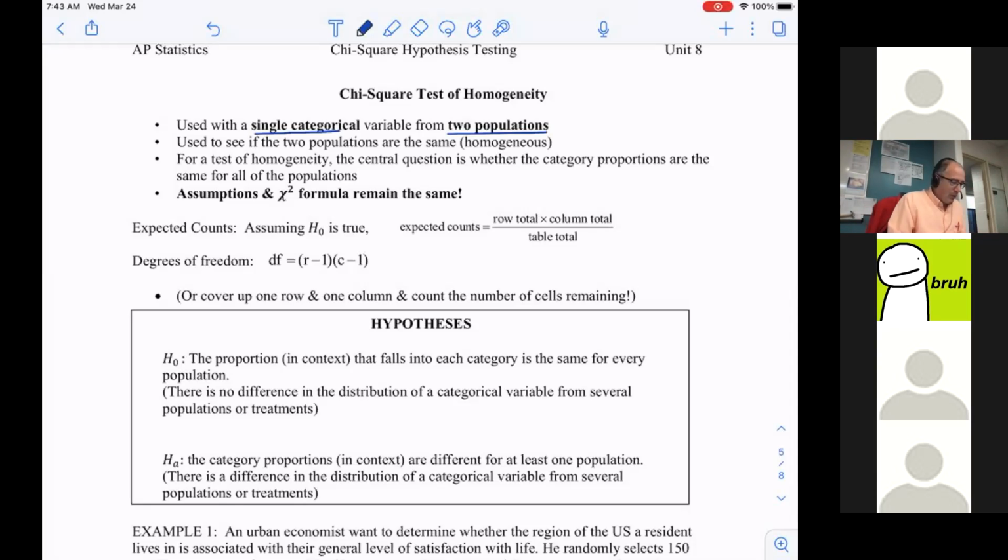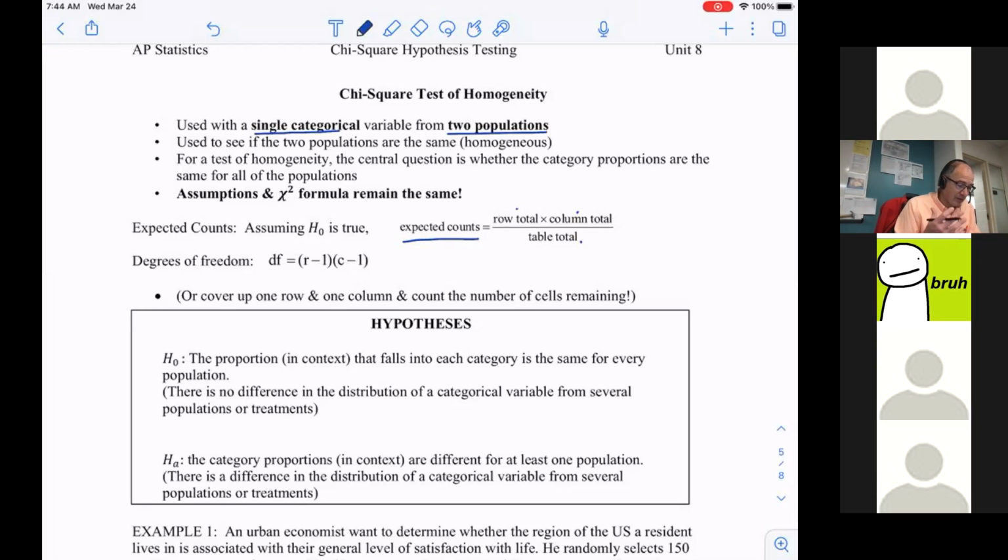So away we go. Assumptions, we have our chi-squared formula. All that's going to remain the same. The only thing that changes here is how to figure our expected counts. We can go through the hand calculation of it, but the shortcut is to take the row total times the column total and divide that by the table total.